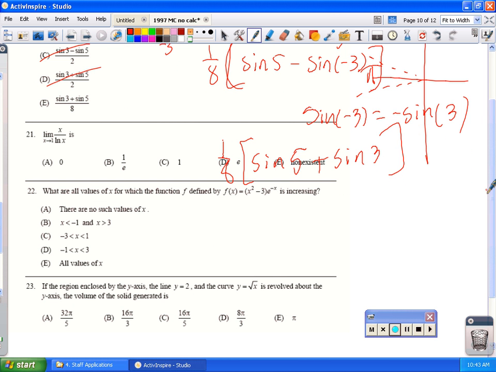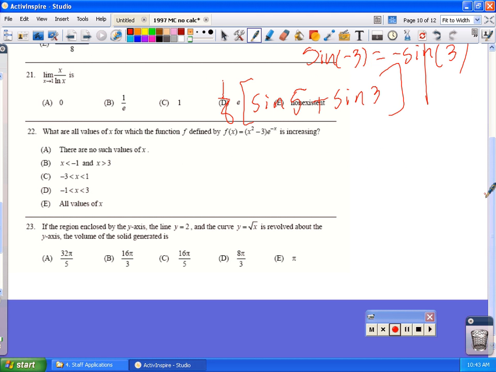Now, what'd you pick for 21 and why? Limit does not exist because the ln of 1 is 0. Can you divide by 0? No.